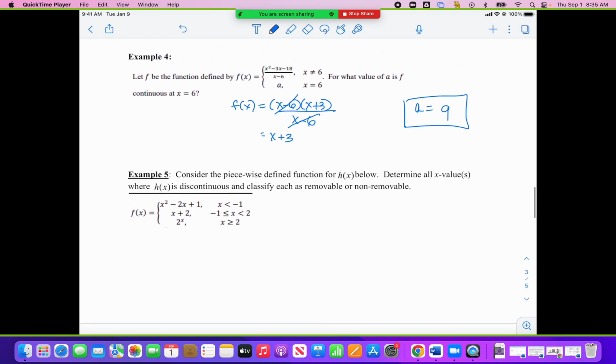All right, questions on that one? So you reduce it, and then you have to plug in that x is 6, and that's going to fill in the hole that we have.